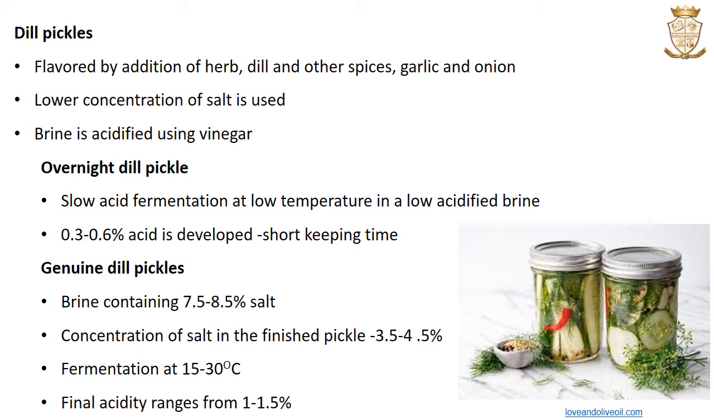Next is genuine dill pickle. It is prepared by using a brine which contains 7.5 to 8.5% salt. The temperature during fermentation is between 15 to 30 degrees Celsius. The final acidity in the product varies from 1 to 1.5% and the concentration of salt in the finished pickle will be between 3.5 and 4.5%.